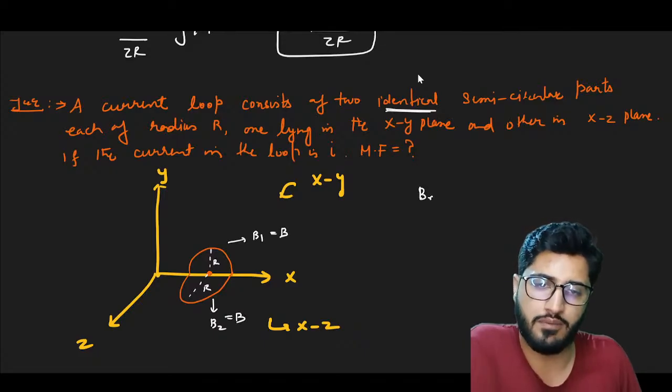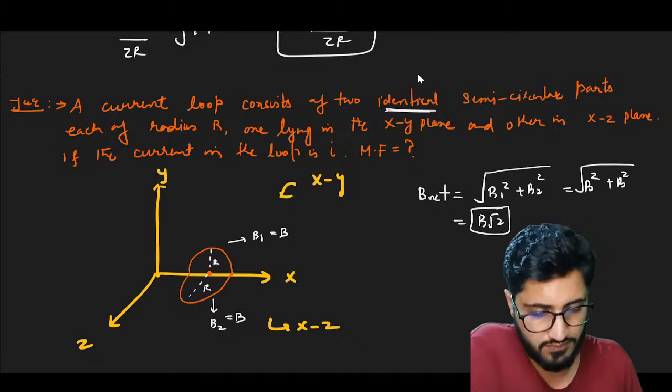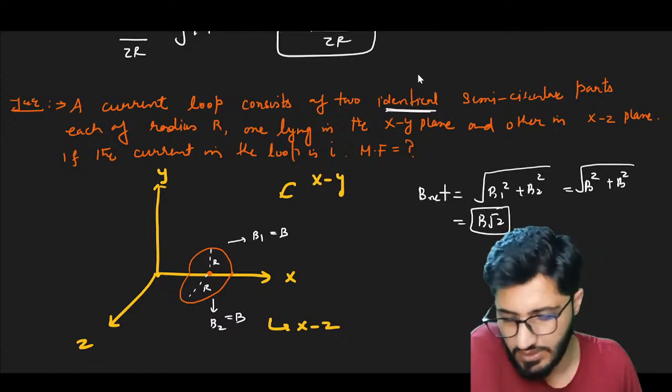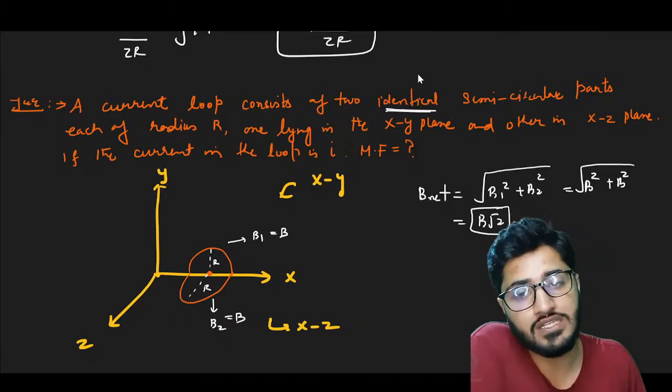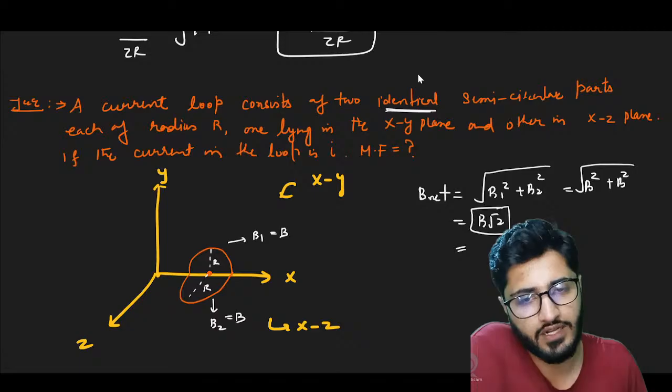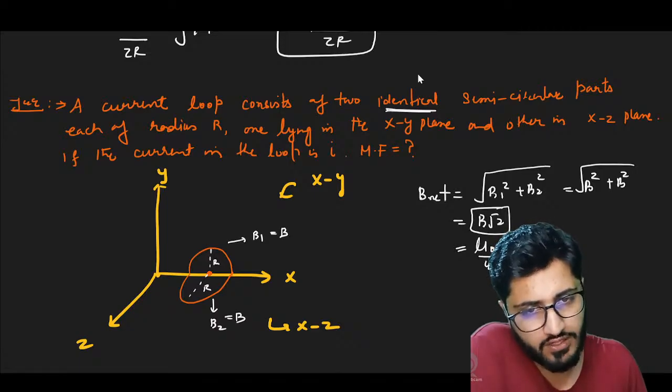So what is B now? B net now? It will be the square root of B1 square plus B2 square. I can write B square plus B square, root. So my answer came out to be B root 2. It is B root 2. And we know that B for a semicircular coil is μ0I divided by 4R, then it is root 2.